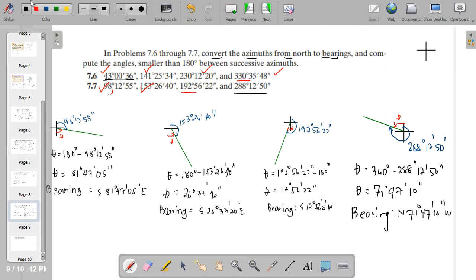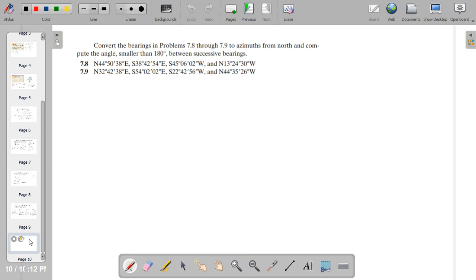Okay, so let's resolve the other one. Ito, no? Gawin naman natin yung kanyang, let's say, our meridian, reference meridian natin. So let's say this is our north, south, east, and west direction. Okay. So this time, this is convert the bearings and then to azimuth, no?